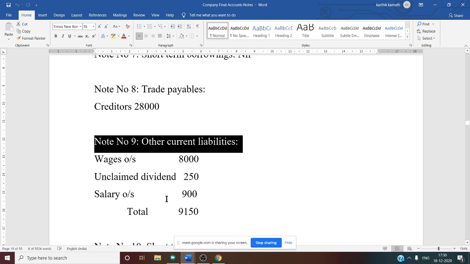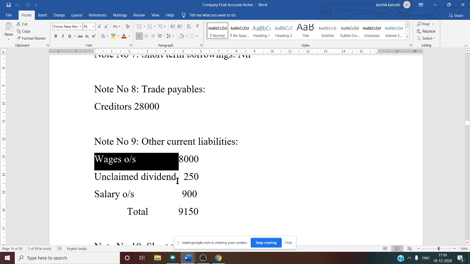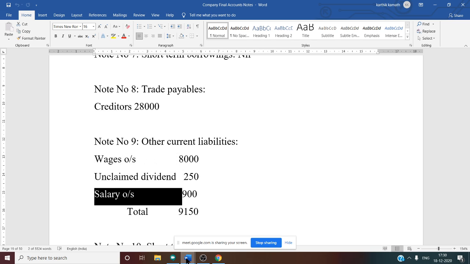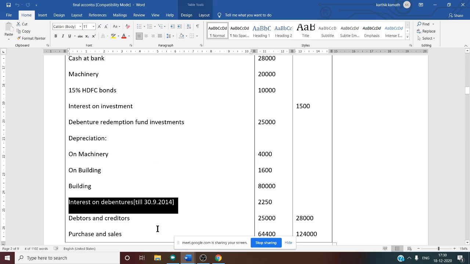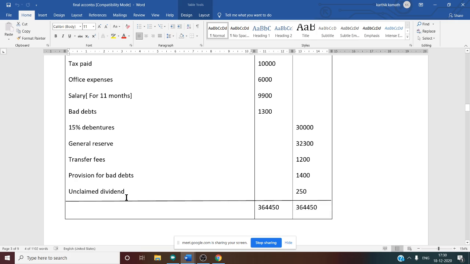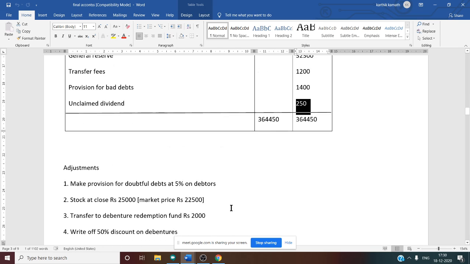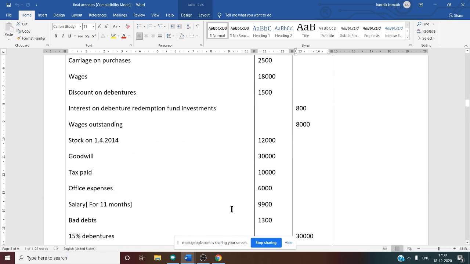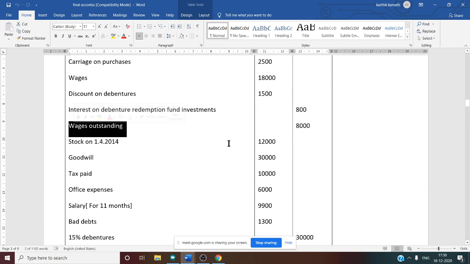Under other current liability, if you see, there are wages outstanding, unclaimed dividend and salary outstanding. Now we have to see in the question where unclaimed dividend is given. Unclaimed dividend is given in the trial balance on the credit side. See this, credit side 250, dividend which is not claimed. So that is outstanding, so you have to show it under other current liability. Then one more thing is wages. Wages outstanding, see this, 8,000. This information also you have to consider under other current liability.